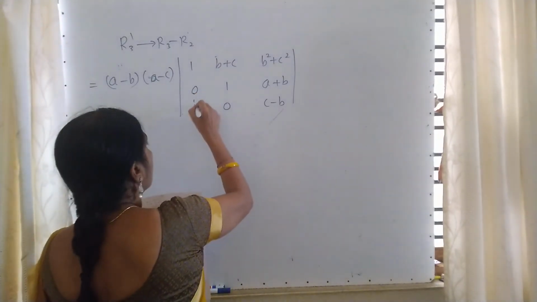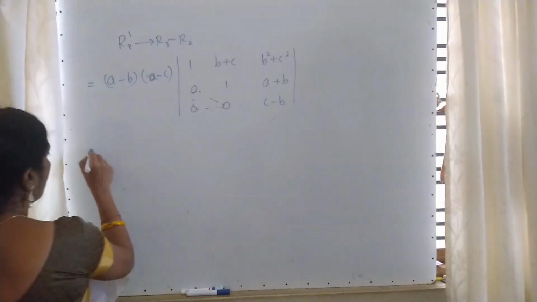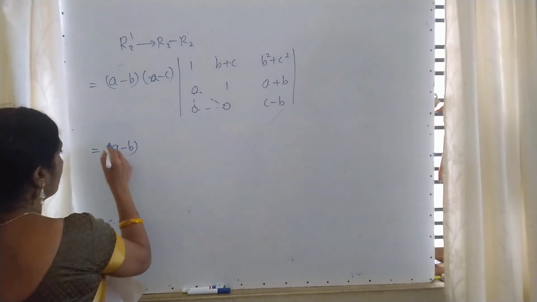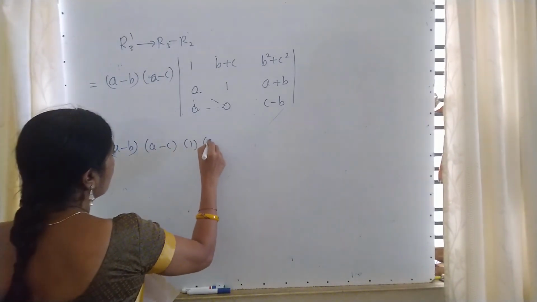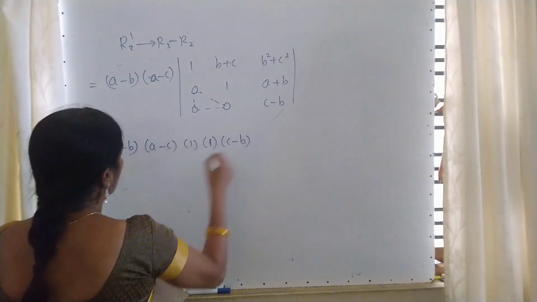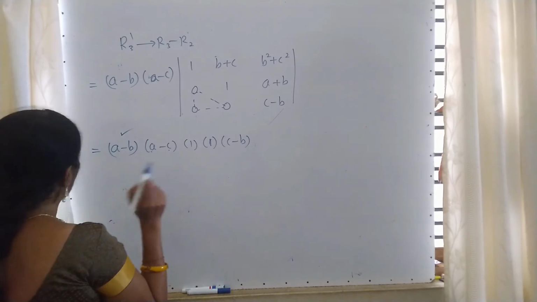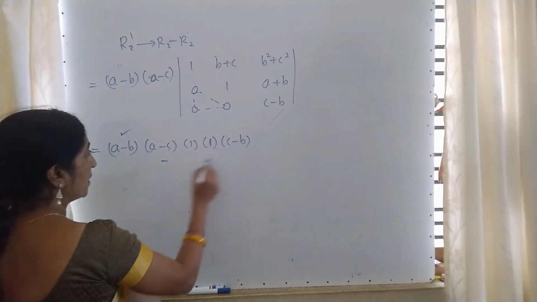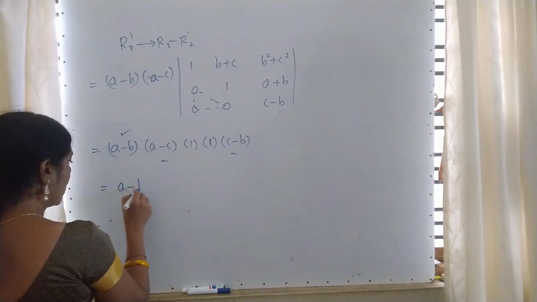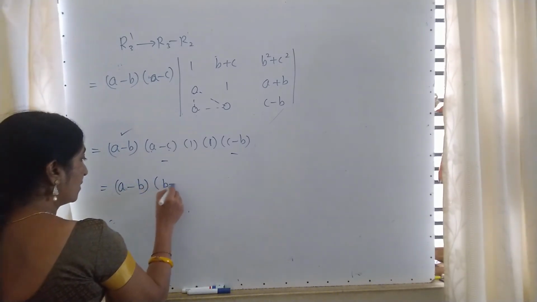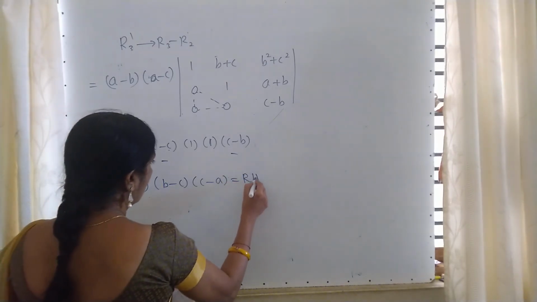Now join this by pencil. Are they in the form of a triangle or not? Yes. Multiply the elements present in the principal diagonal. But we required A minus B, correct? Instead of A minus C we want C minus A. Take minus common here, minus common here. This minus and this minus becomes plus. So A minus B, B minus C, C minus A. That is nothing but RHS.